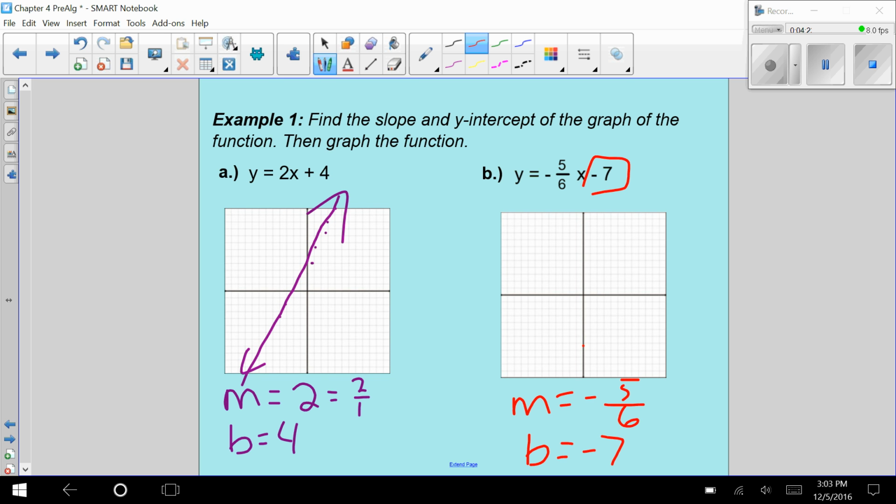Right about there. Since our slope is negative, we go down 5, right 6. You could also go up 5, left 6. So you can make as many points as you need, and then draw your line.